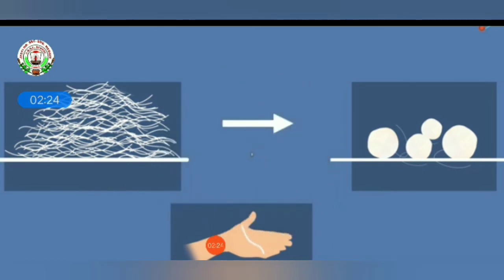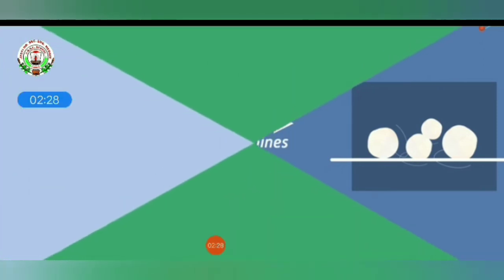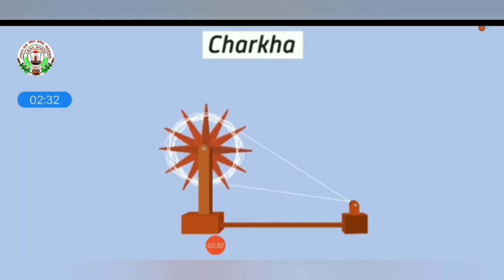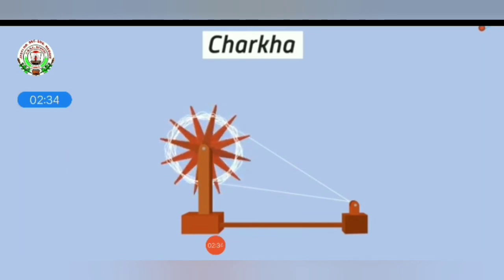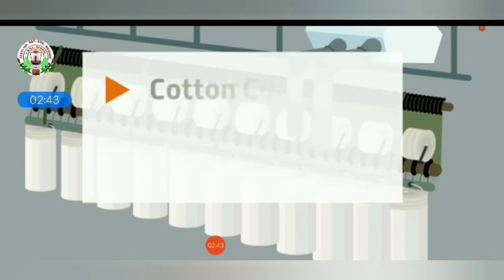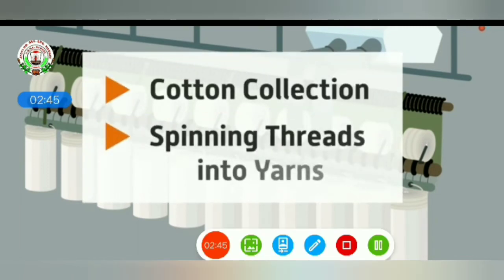Of course, there are machines which help us do that. In countries like India, traditional equipment like the charkha was used for many years. However, with the advancement in technology, newer machines to spin the threads into yarn are now available. With this, we complete the first major step of cotton collection and spinning the thread into yarn.